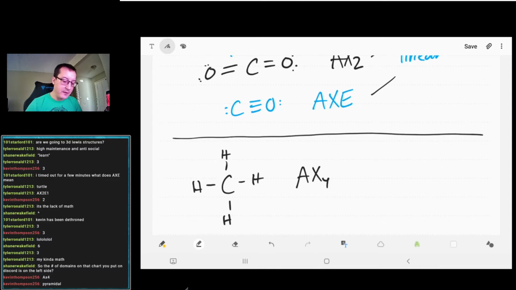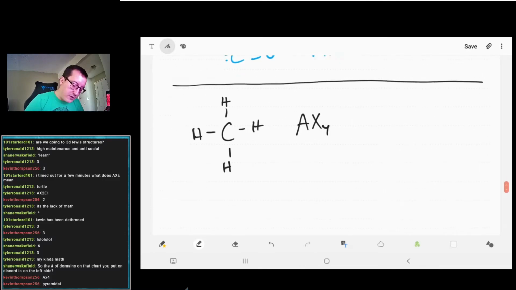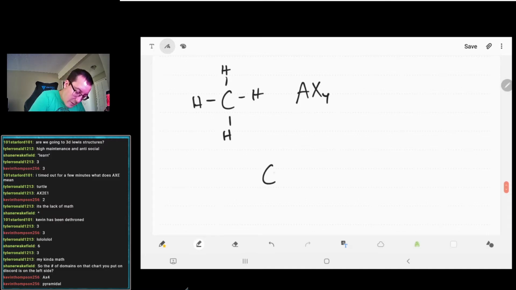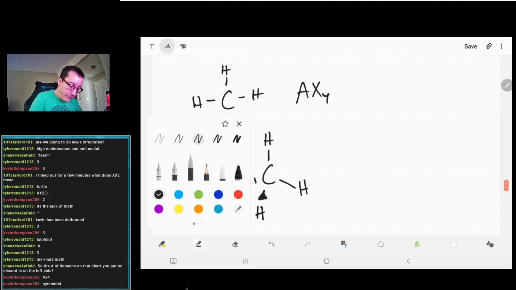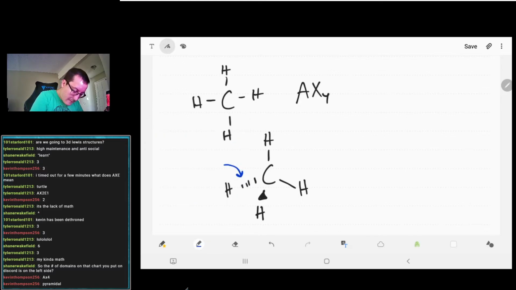Almost, Kevin. Almost. It turns out that we would describe this in a shape called a tetrahedron. This means going in, and the wedge one means going out.